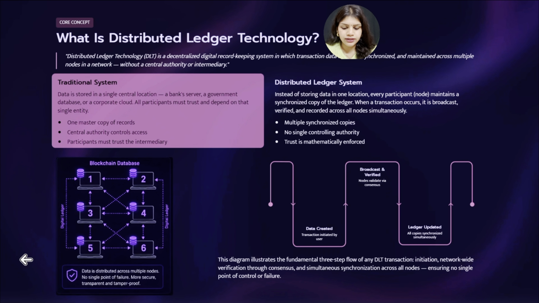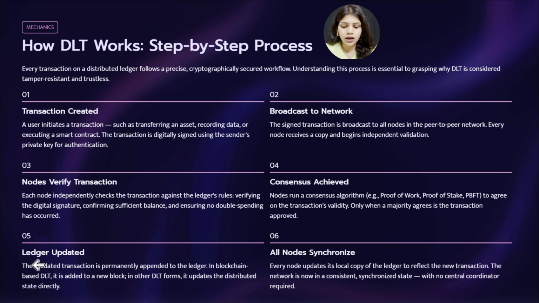So the ledger is updated. After the verification and validation, the ledger is updated and all nodes are synchronized. Okay, all nodes are synchronized. So now all the ledgers are updated. So this is how DLT works.